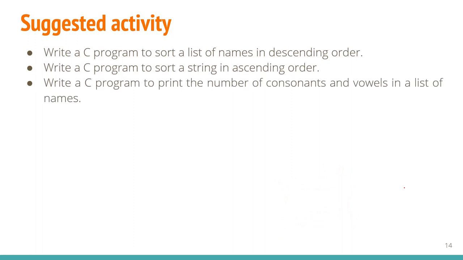Next, you can try to write a C program to print the number of consonants and vowels in a list of names. If I enter, say, my name, Govind, you can just try to print how many vowels and how many consonants are there in a string. This program asks you to do it on a list of names. So you have n names, say, days of a week or months of a year. In that entire list of names, how many consonants and how many vowels are there, you are supposed to print it. So please try this as an activity.